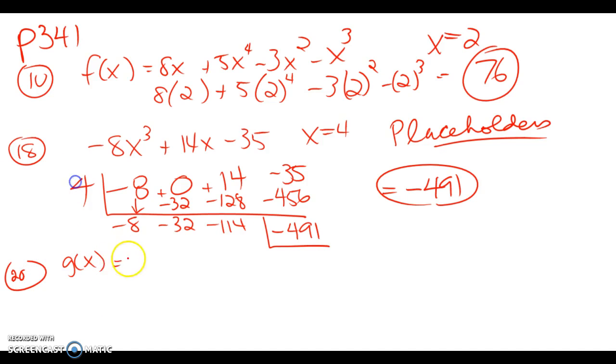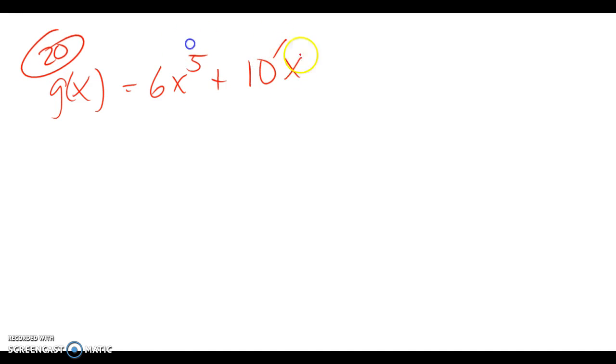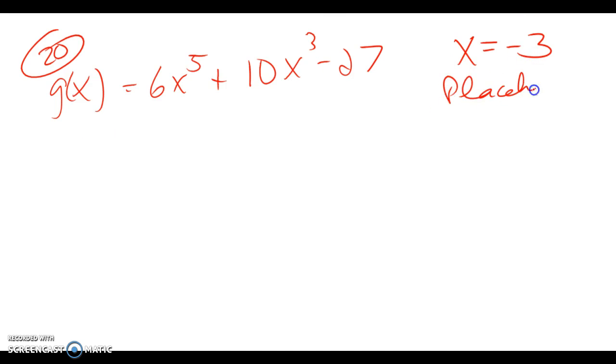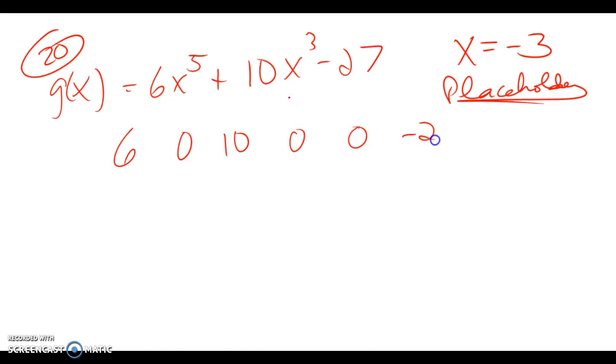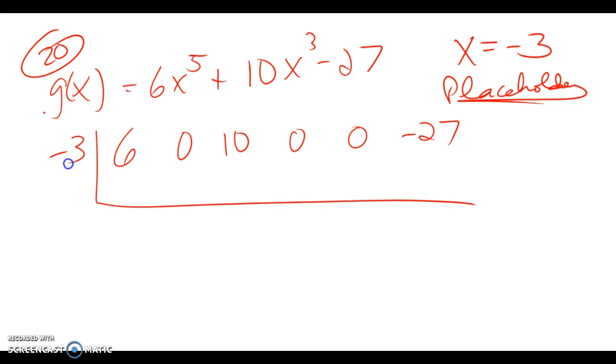g of x, this is number 20, equals 6x to the 5th plus 10x to the 3rd minus 27, and let's evaluate it at x equals -3. All right, placeholders, don't forget. 6x to the 5th, 0x to the 4th, 10x to the 3rd, 0x squared, 0x, and a -27. Evaluate it at -3. Bring the 6 down.